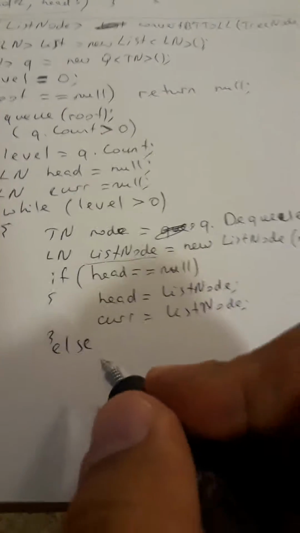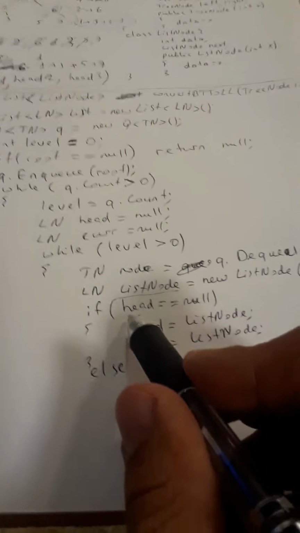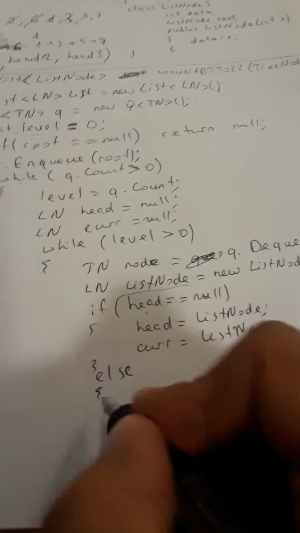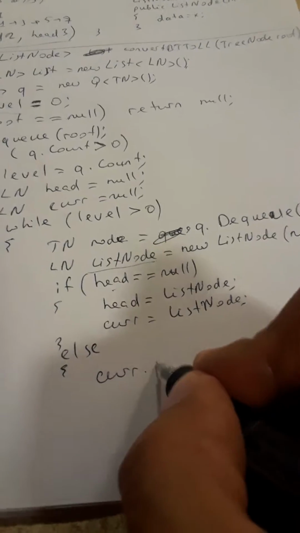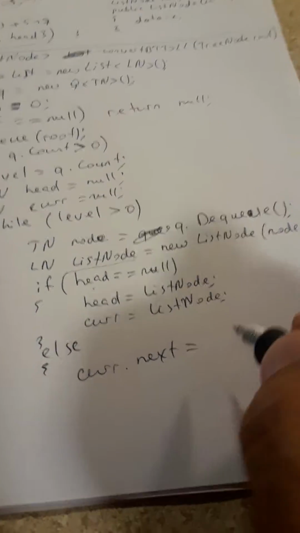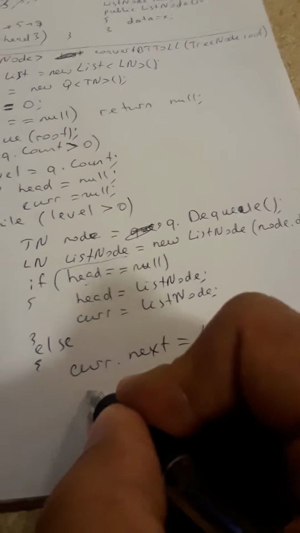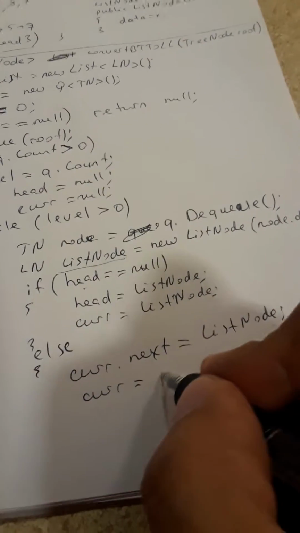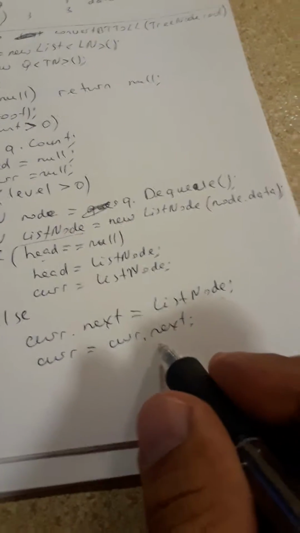Else, if we already stored some data on our header pointer, we will just move our current pointer: current next is list node, and resetting our current to the last node of our linked list.